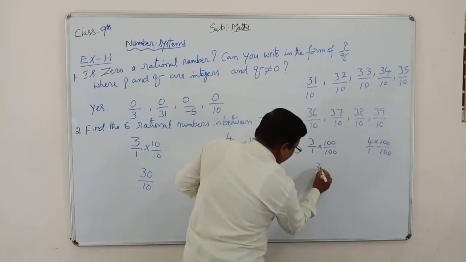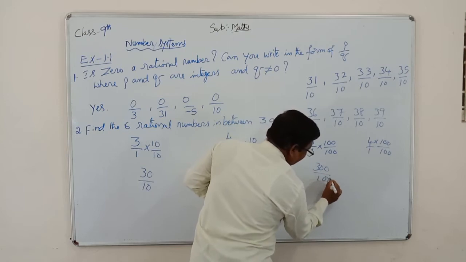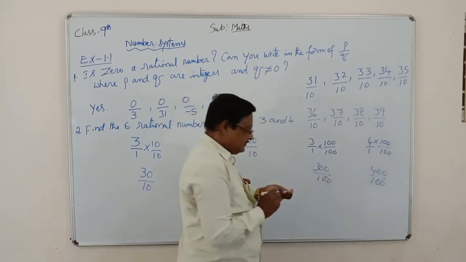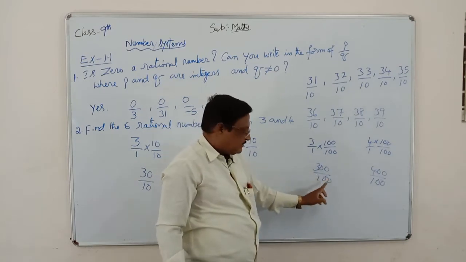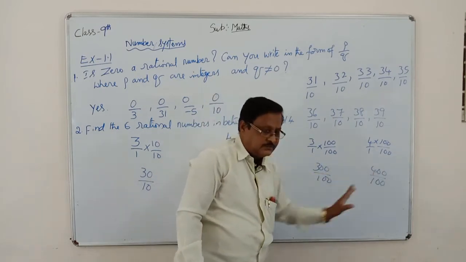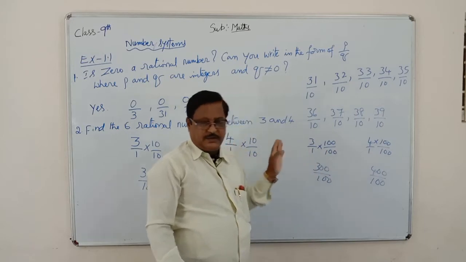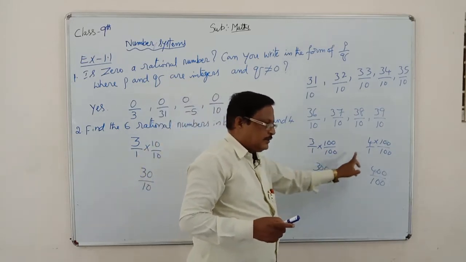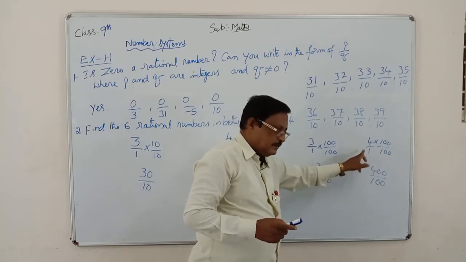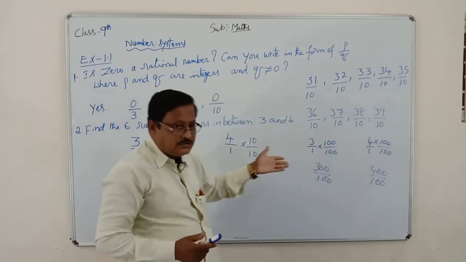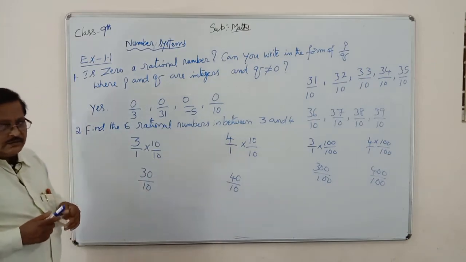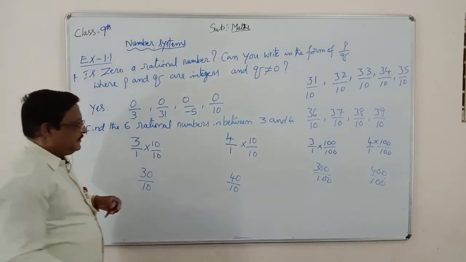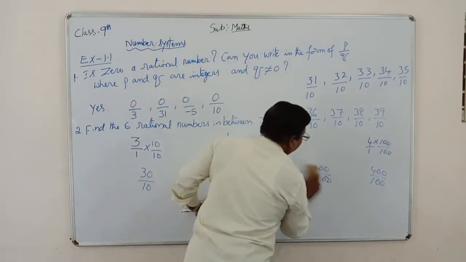This is 300 by 100 and this is 400 by 100. The two zeros cancel, and again 3 and 4 remain. Here 301 by 100, 302 by 100, 303 by 100. Like this, as many as you want, you write. These are the rational numbers. This is the first example.